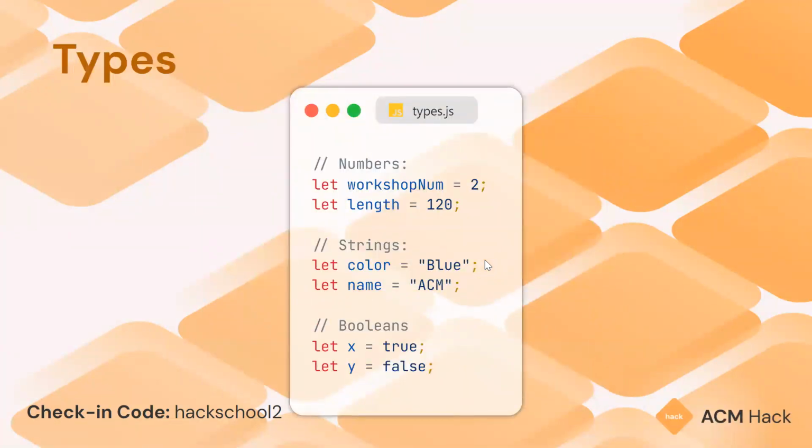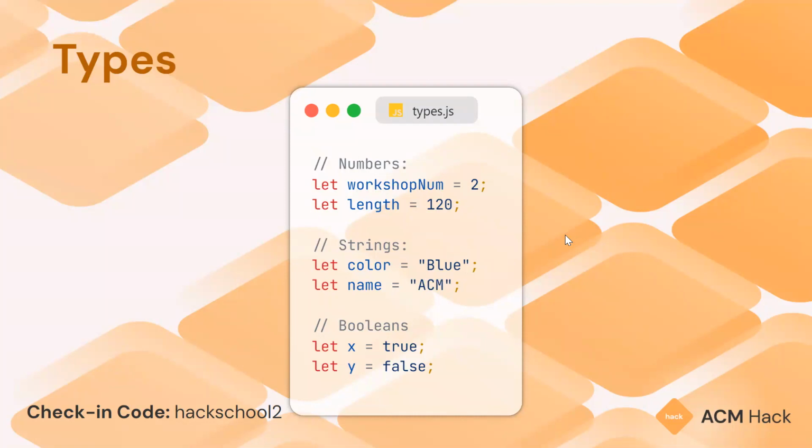Now we're moving on to types. We have three types: numbers, strings, and booleans. How many of you are familiar with all three in general? Okay, cool. Here we're just using let to declare our variables. So let workshopNum equals 2. workshopNum is the integer 2. That's our number type. Another number is let length equals 120. It can be any integer. That's the type number.